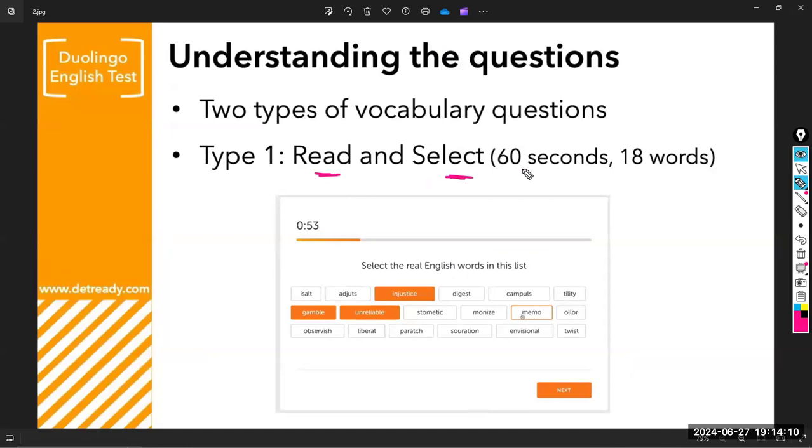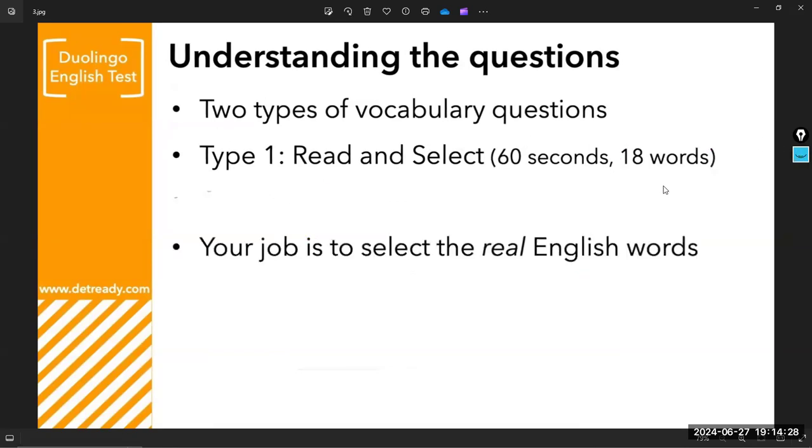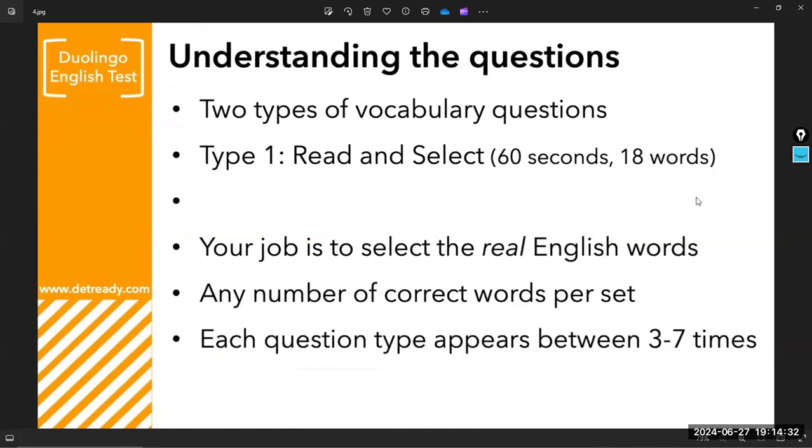As I told you, in every question or selection, you have 1 minute or 60 seconds to finish selecting the real English words. Maybe there are going to be 18 words. Now, as I told you, your job is to select the real English words.